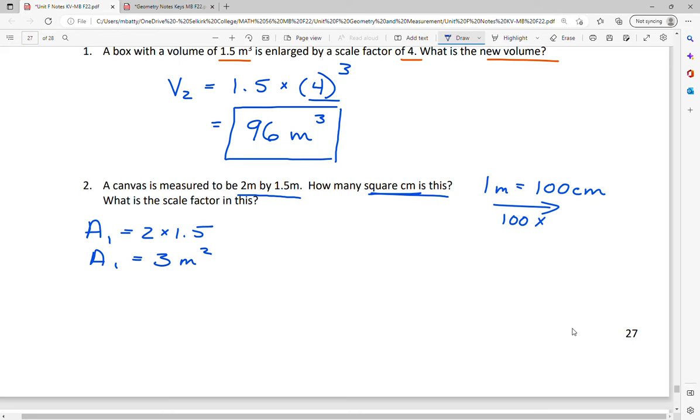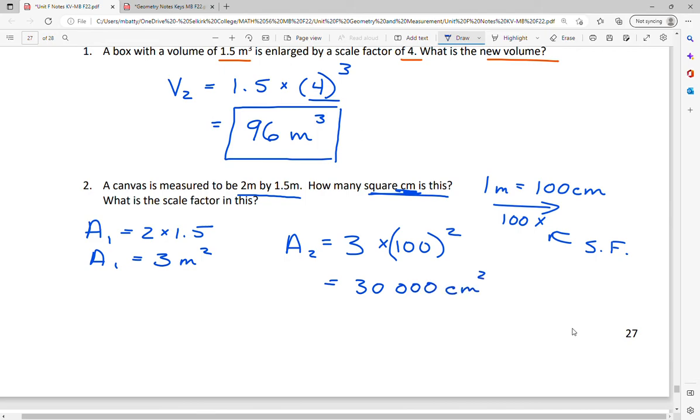So if we've determined our original area and we've determined our scale factor, we can now use, like what I had done before, my secondary area, which is going to come out in centimeters, which is handy, would be 3 times that 100. And remember, we're doing area, so that's the squared scale factor. So this would be 30,000 centimeters squared.